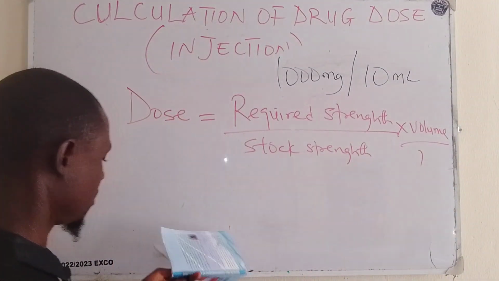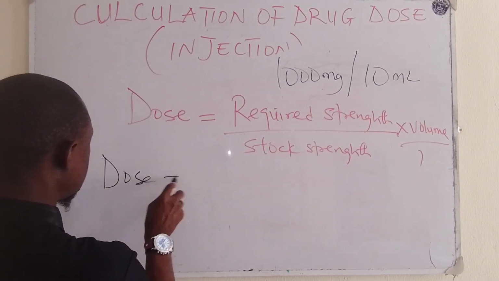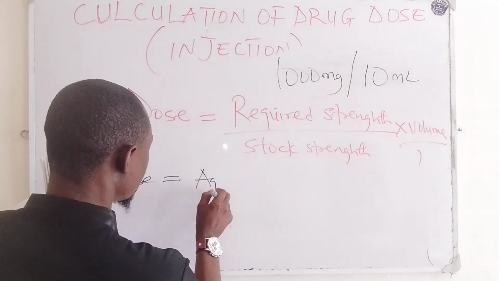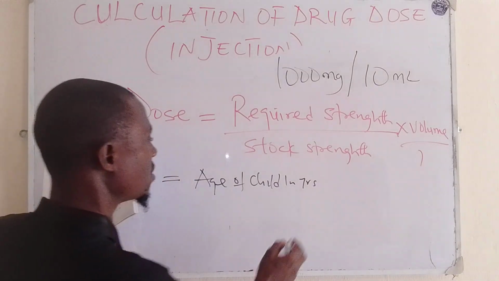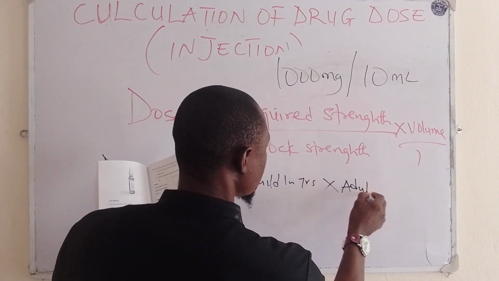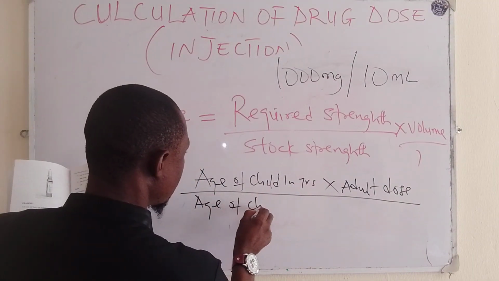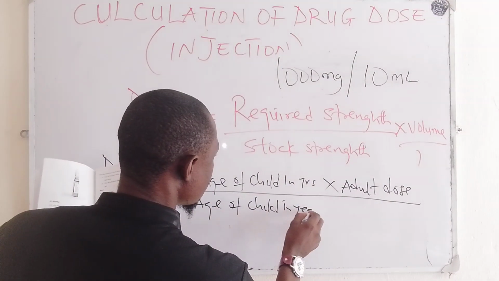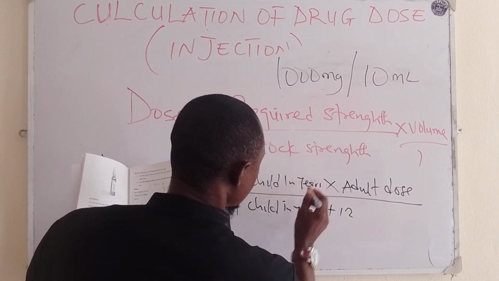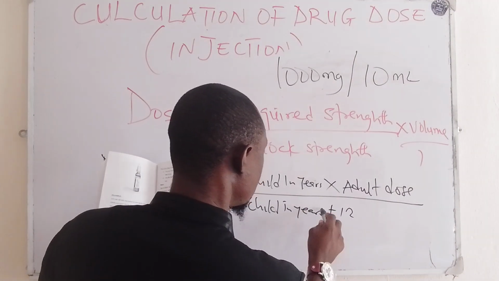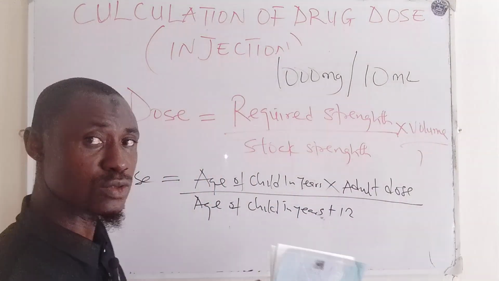The formula for Young's rule says the dose of a drug is equal to age of child in years or year, as the case may be, multiplied by the adult dose, over age of child in years plus 12. Let me write it. This is years, or year, as the case may be. So this is Young's rule.